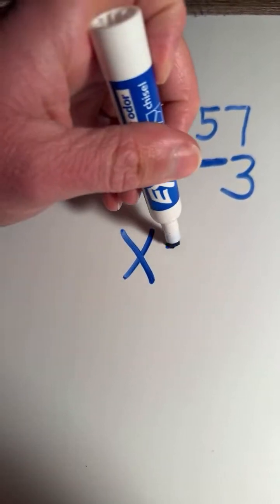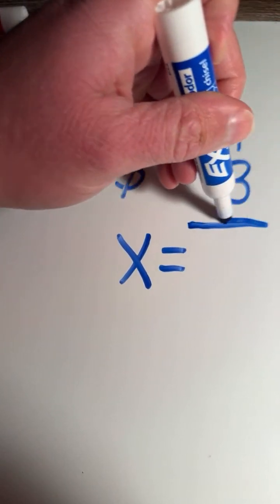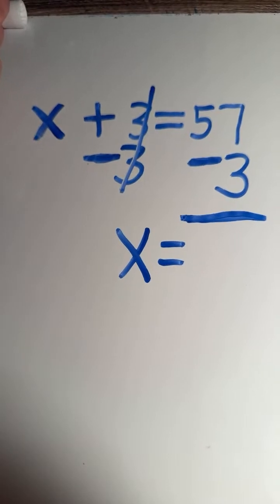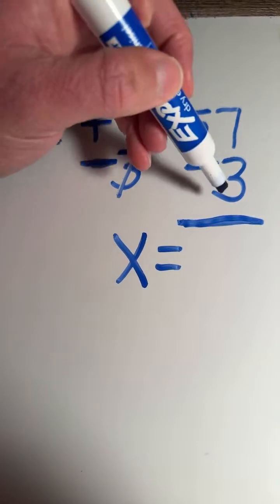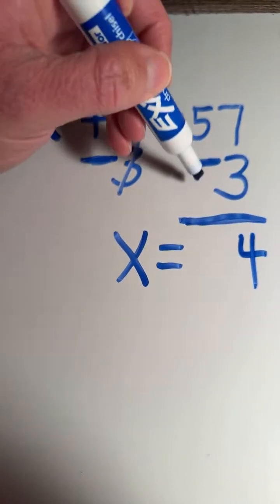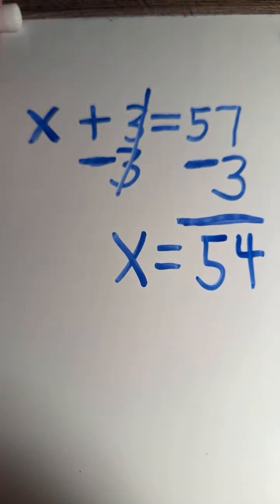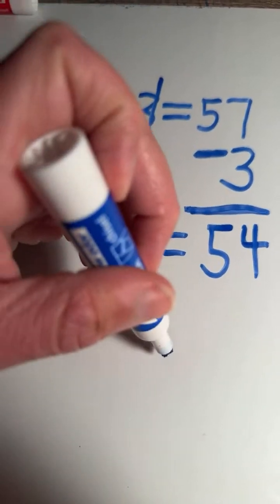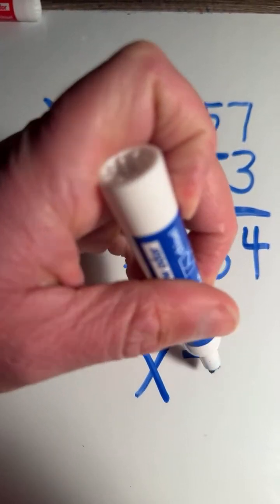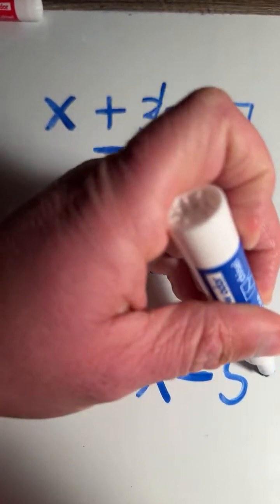So now to figure out what x equals, we have to subtract 57 minus 3. 7 minus 3 equals 4. 5 minus 0 equals 5. And we have our final answer. X equals 54. And again, sometimes it's good to recopy the answer and circle it so that way it stands out more.